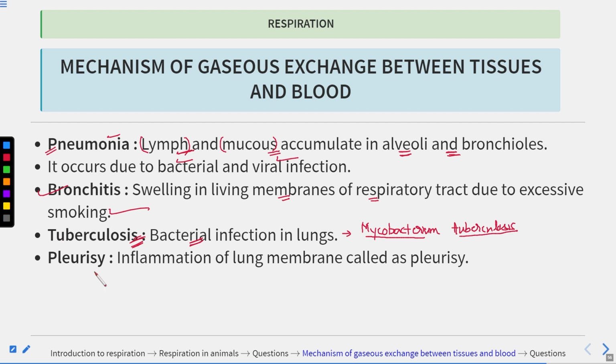Now next is pleurisy. This is the inflammation of the lung membrane. What happens here? There is inflammation of the lung membrane. What is the lung membrane? Pleural membrane. The lung is covered by a membrane which is known as the pleura, and you can also call it the pleural membrane. So there is inflammation in the pleural membrane, and this condition is known as pleurisy.